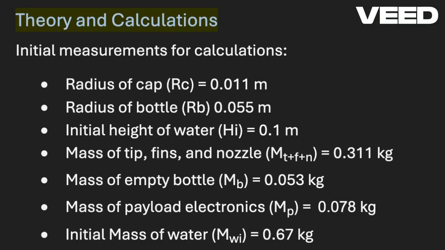For the theory and calculations of the motion of the rocket, we started by measuring some parameters of the experiment, such as the radius of the cap, the radius of the bottle, the initial height of the water inside the bottle, the mass of the 3D printed rocket attachments, the empty bottle, and the payload electronics.